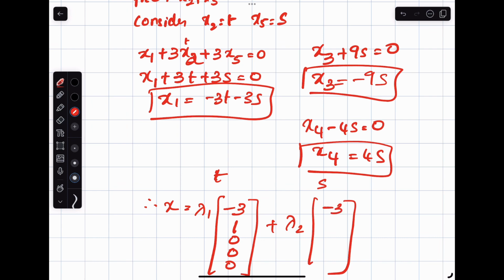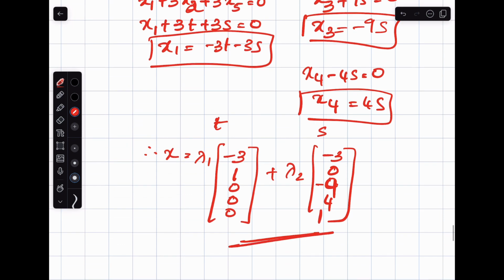Then you have to check for s whether it has minus 3. Yes. Then x2, it is 1. No, sorry, it is 0. Then x3, it is minus 9. Minus 9 here. x4, it is 4, right? x5, yes, it has 1. So this is the final equation, and we can say that lambda 1, lambda 2 belong to R.